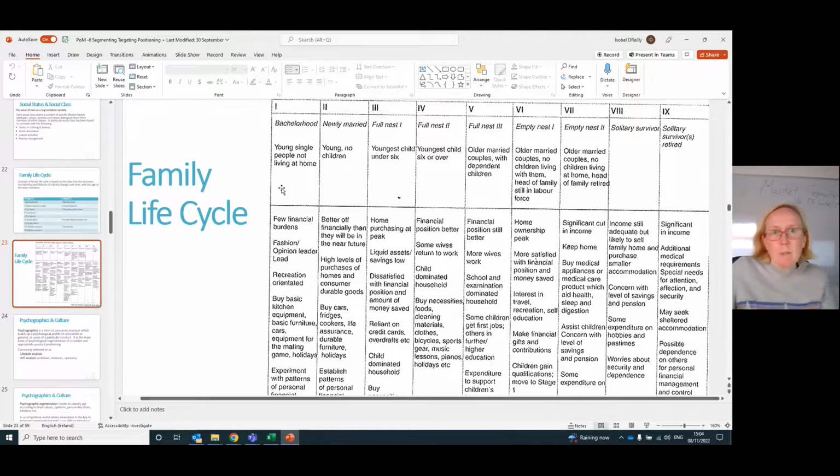Okay, so you can see along the top, they are the descriptions that I've just gone through, the 9 stages, all up to the solitary survivors. But what we now have underneath are examples, and examples bringing it back to marketing. Why are we learning this? What is the whole point of classifying people according to these family life cycle stages?